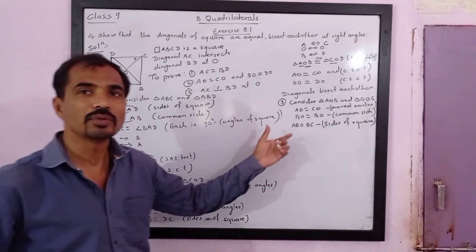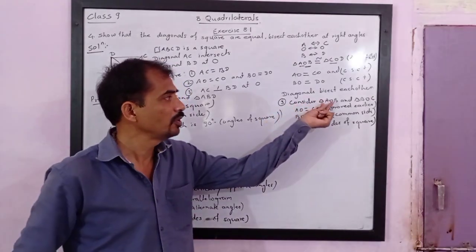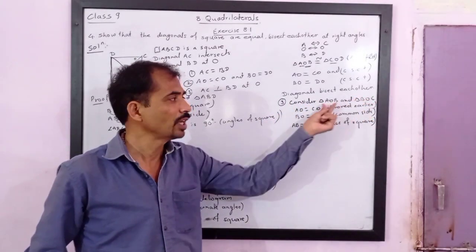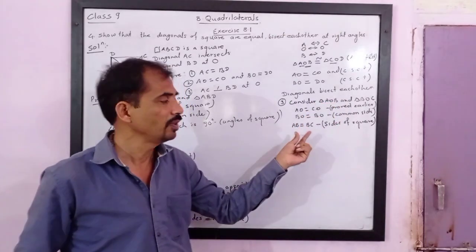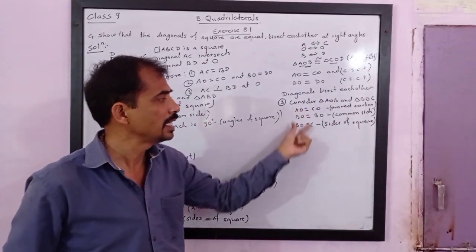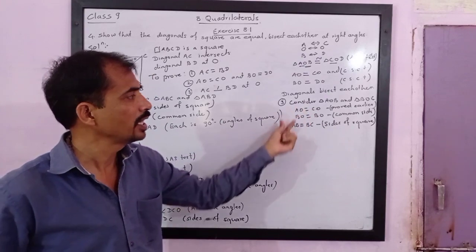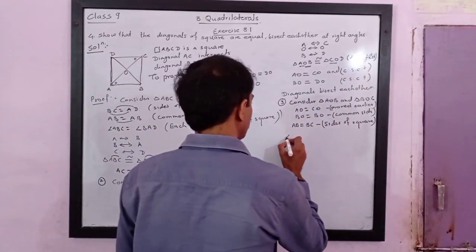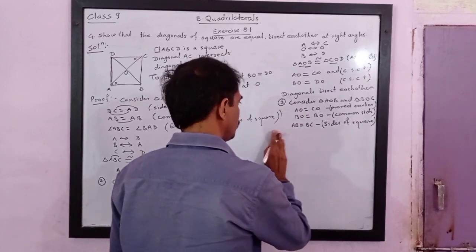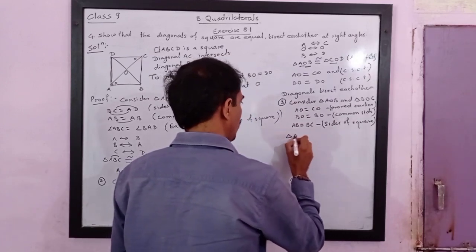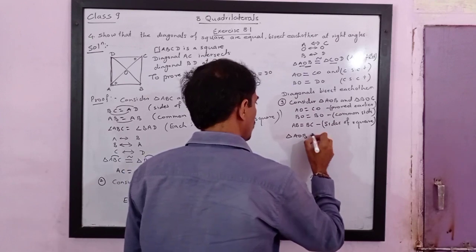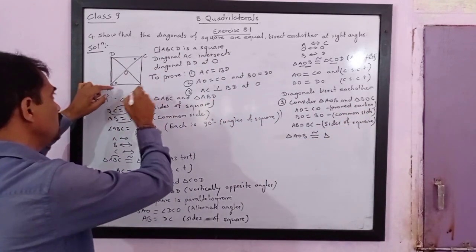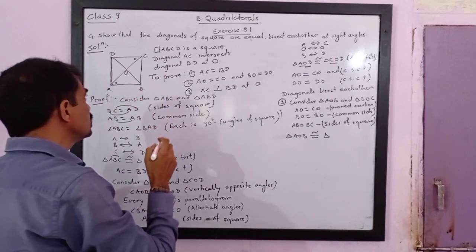It is not necessary that you prove it in the same way. Anyhow, you have to prove that triangle AOB is congruent to triangle BOC. If you have other alternative ways, you can prove it by those also. So I have proved it with the SSS test. All three sides of one triangle are congruent to all three sides of the other triangle. It means triangle AOB is congruent to triangle COB.